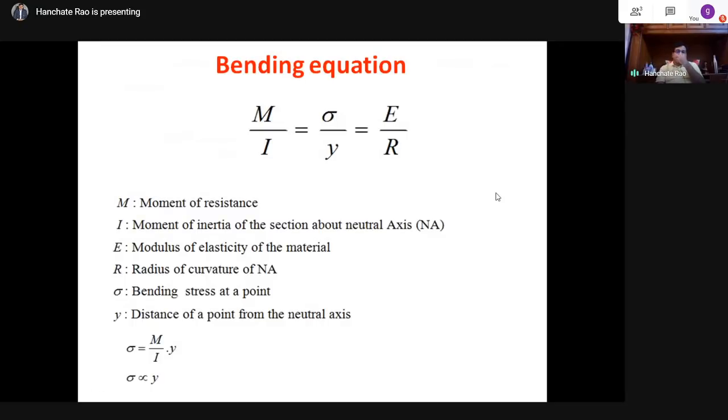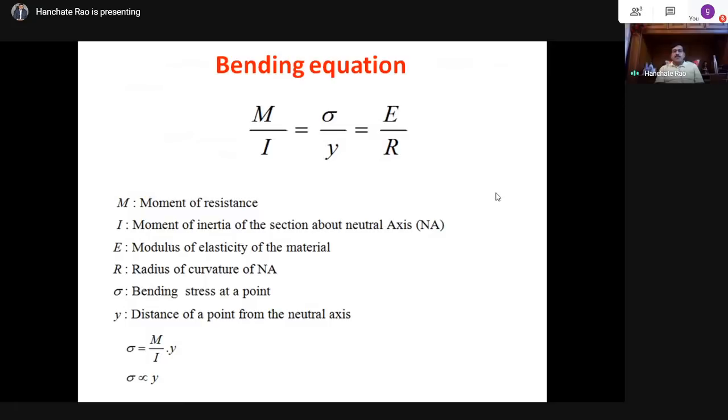So this is the simple bending equation. You all know this. M by I is equal to F by Y is equal to E by R. Or instead of F, we are using sigma. M by I is equal to sigma by Y is equal to E by R. M is the moment of resistance. I is the moment of inertia of the section about the neutral axis. E is the modulus of elasticity of the material. R is the radius of curvature.